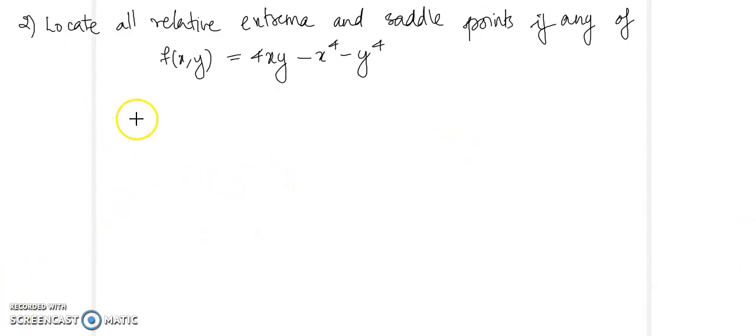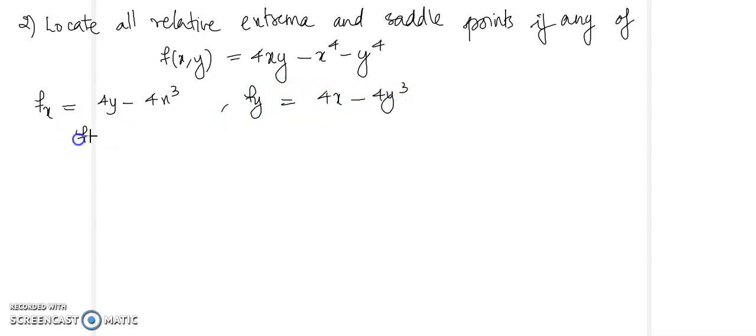Next is to find the relative extrema and saddle points, if any, of the function f(x,y) equal to 4xy minus x raised to 4 minus y raised to 4. We'll start with fx. fx will be 4y minus 4x cubed. fy will be 4x minus 4y cubed. So fx equal to 0 and fy equal to 0 gives y equal to x cubed and x equal to y cubed. You will get these two equations.